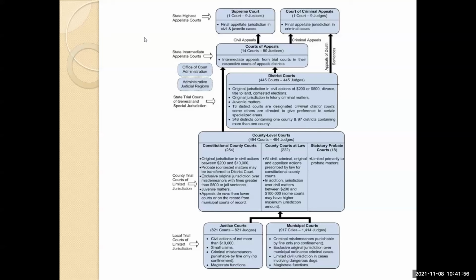One of the interesting things here as we look at moving up is there are two different levels of appeals coming out of the district courts, depending upon what type of case it is. Generally speaking, the primary appeals process out of the district court is to appeal to the Court of Appeals.